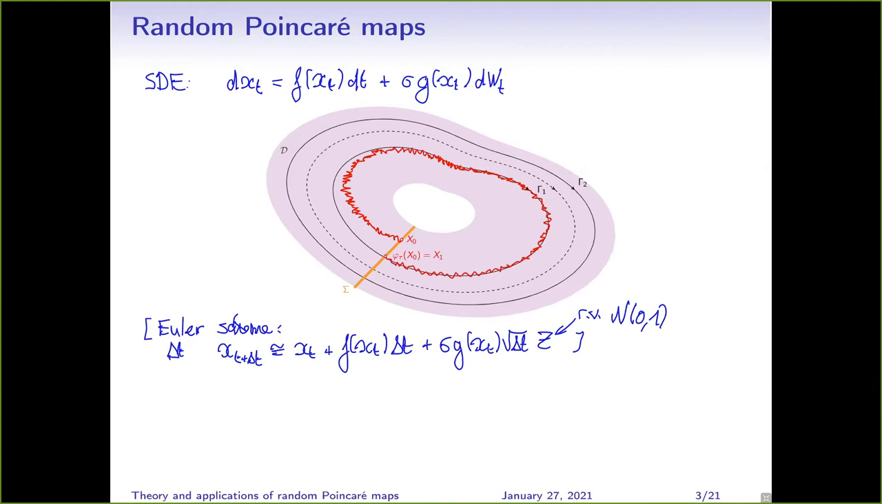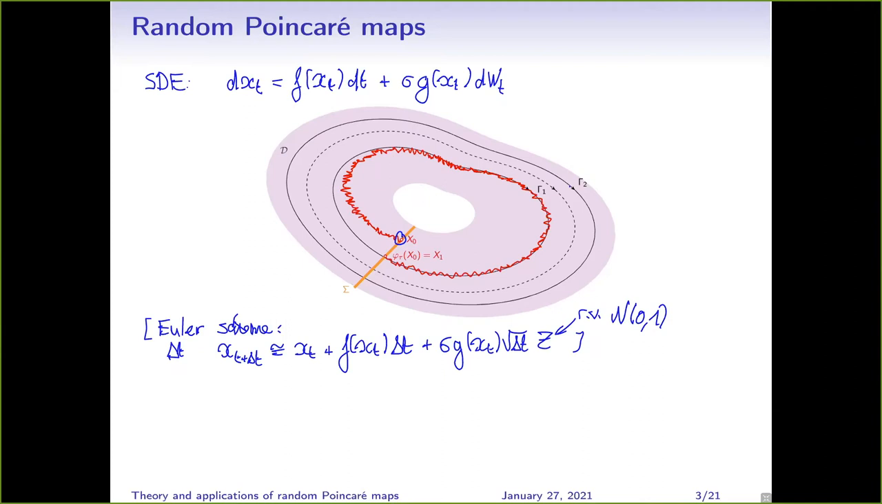Now, the natural thing to do is, like you see on the picture, assume I have, say, two stable periodic orbits, gamma 1, gamma 2, maybe an unstable periodic orbit between them, and I have my surface sigma. So I start somewhere at some point x naught, and then I want to say that x1 is the image of x naught under the flow, which is now a random thing, after a random time tau.